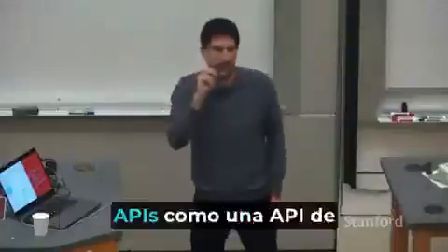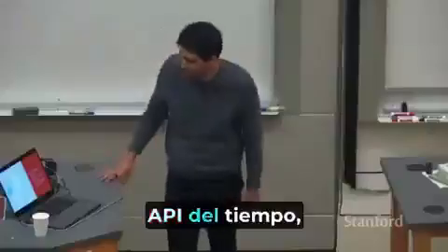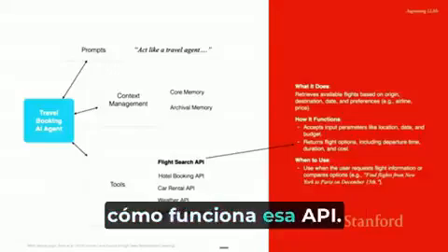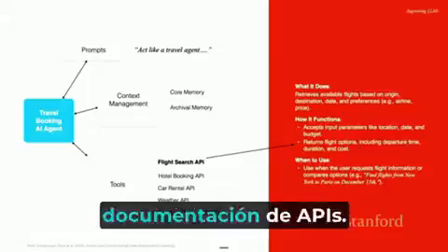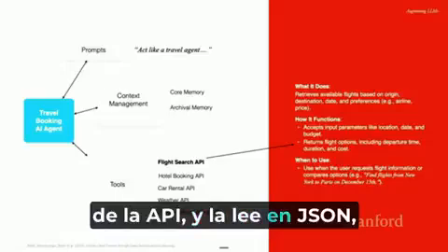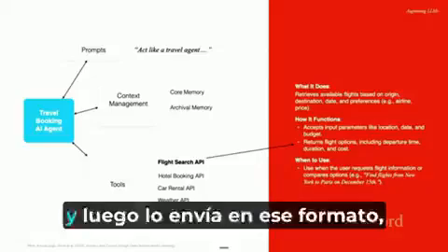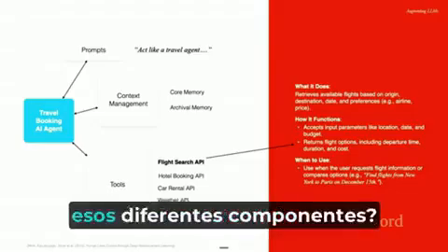The tools can include APIs like a flight search API, hotel booking API, car rental API, weather API, and then the payment processing API. And typically you would want to tell your agent how that API works. It turns out that agents, or LLMs, I should say, are very good at reading API documentation. So you give it the API documentation and it reads the JSON and it reads what does a GET request look like, and this is the format that I need to push, and then it pushes it in that format, let's say. And then it retrieves something. Does that make sense, those different components?